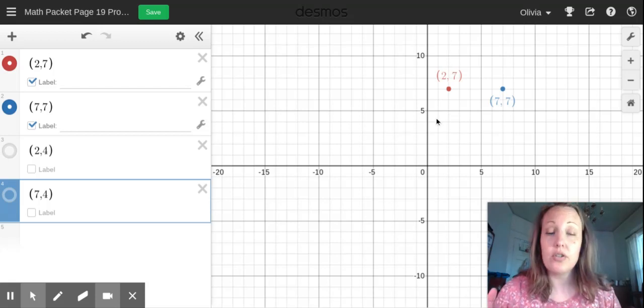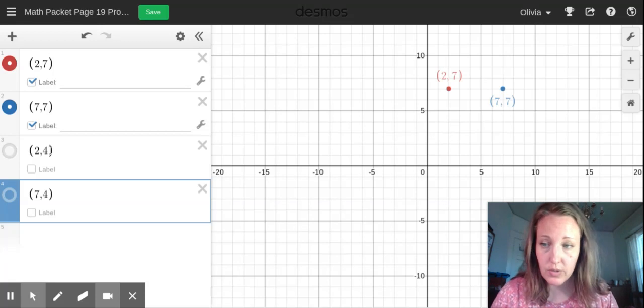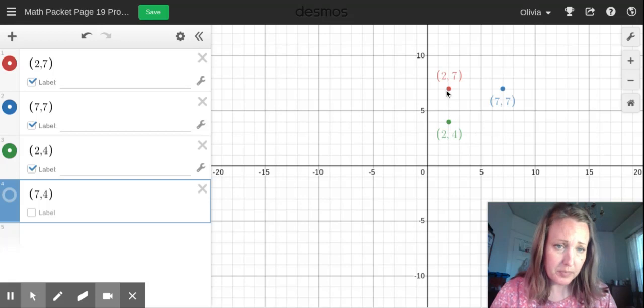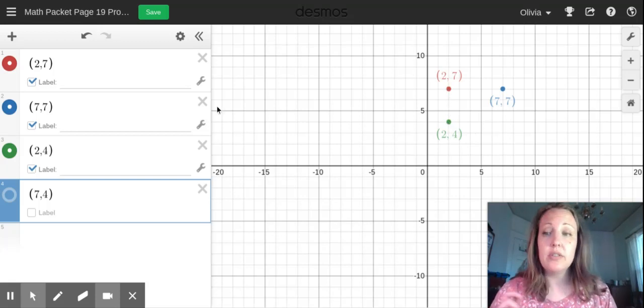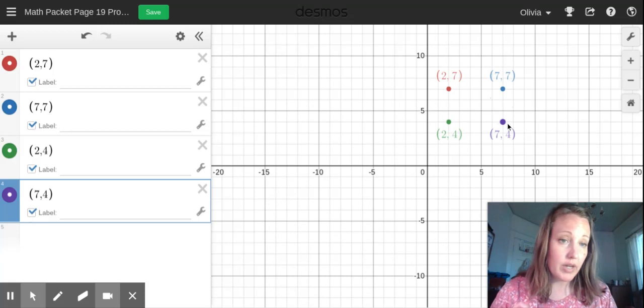Wonder if there's others you could draw. These are the ones I chose. I'm choosing (2, 4), which is 3 units down. And then I chose the final point, (7, 4). That is 3 units down from this point, and from here to here is 5.